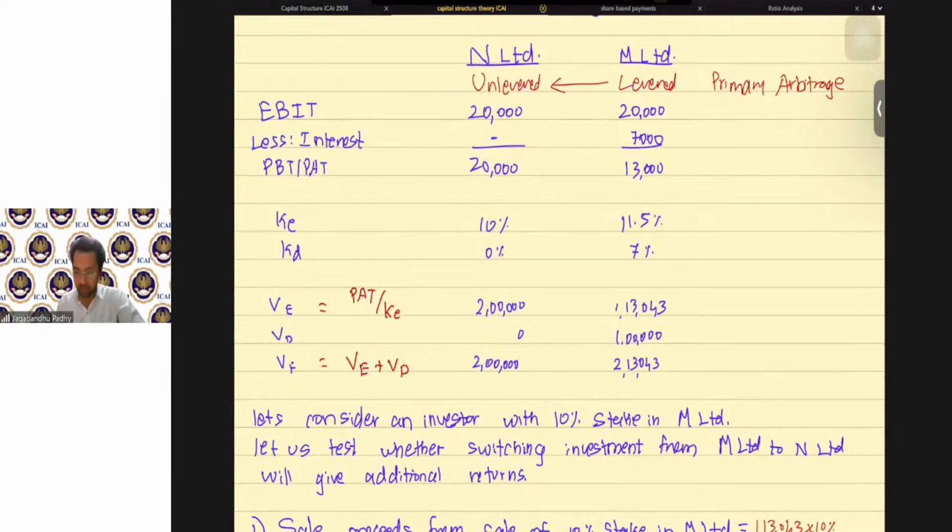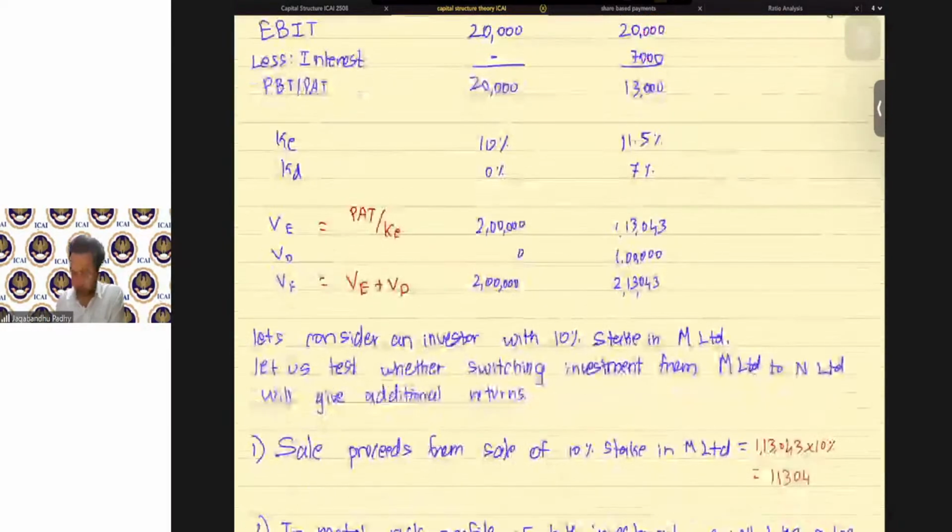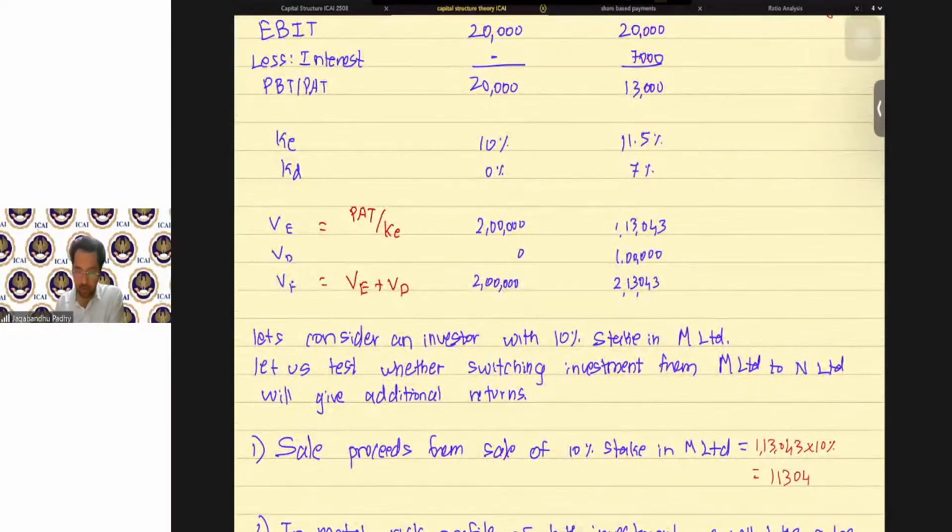So I just calculated, if I sell the 10% stake in M Limited, the amount which I will realize in my bank account, out of the total value of 1 lakh 13,000, I'll be getting 10% of it, which was 11,304. But this value which I get from the company is not something which was not having debt in it. So 11,304 was the sale proceeds.